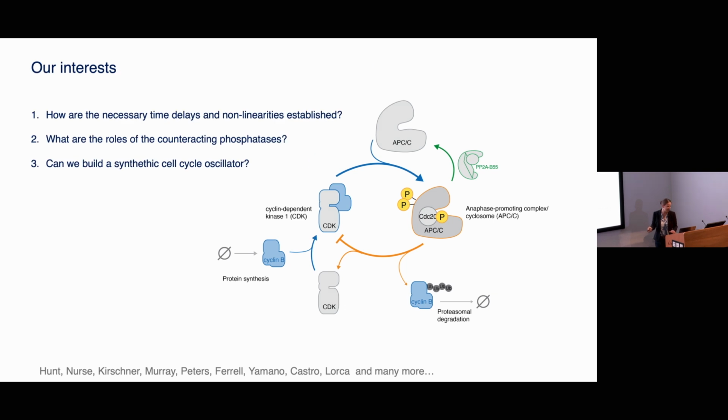My lab is really interested in, first of all, understanding how the necessary time delays and nonlinearities, which are also absolutely essential to make this negative feedback an oscillator, are established on the molecular level. Particularly also what the counteracting phosphatases, which have been neglected for a very long time, are doing in the system. And then also, if we understand the system as well as we think we do, can we synthetically build the cell cycle oscillator from scratch?